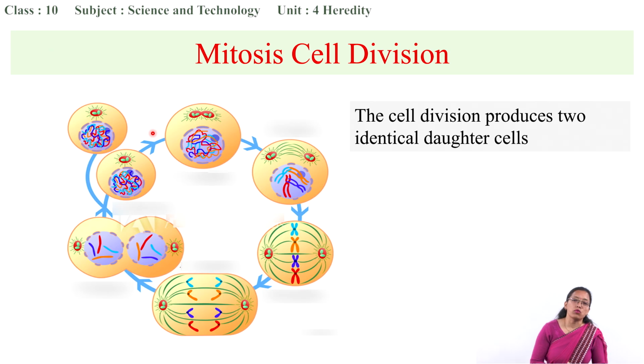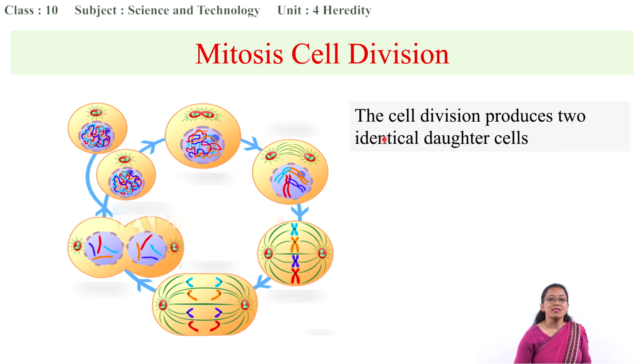Now, what is mitosis cell division? We discussed general things about cell division. Now, specifically what happens in mitosis division and why it is important. Just see this picture. Here a mitosis process is shown. What is happening here? See, this is a single cell, and this cell is going through different processes. At last, it is forming two daughter cells.